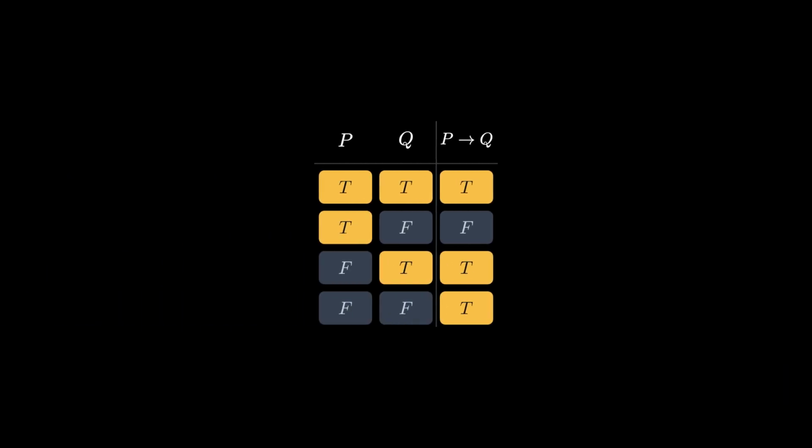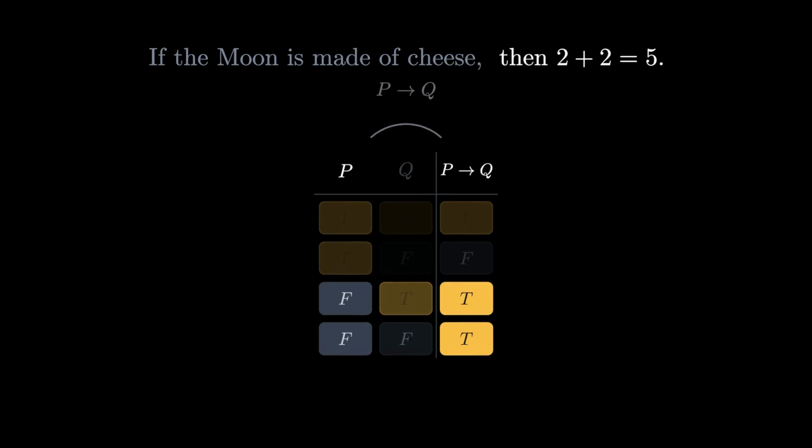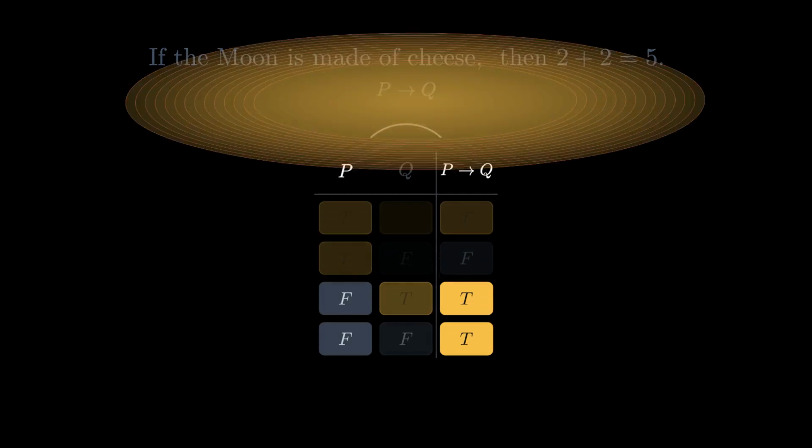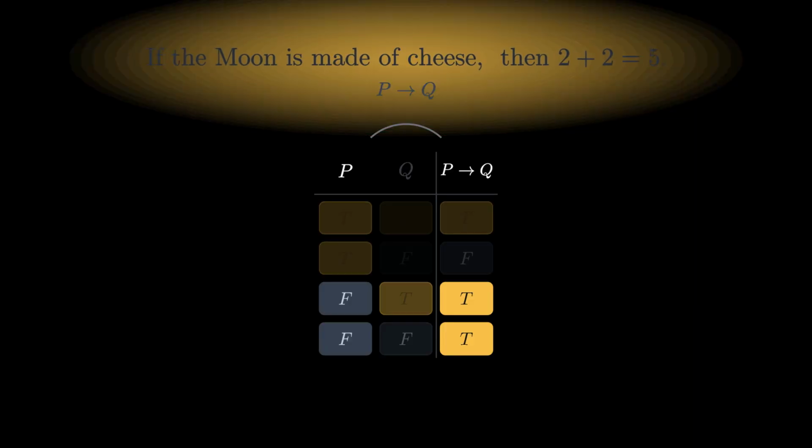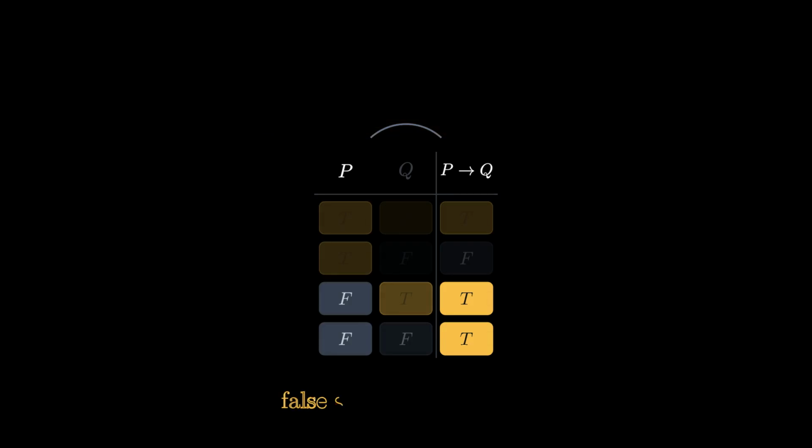Now, back to that bottom row. Whenever P is false, the arrow lights up automatically. Does not even look at Q. So, if the moon is made of cheese, then 2 plus 2 is 5. In logic, that sentence is true. Both halves are nonsense and the sentence is true. A false setup gives the arrow a free pass.